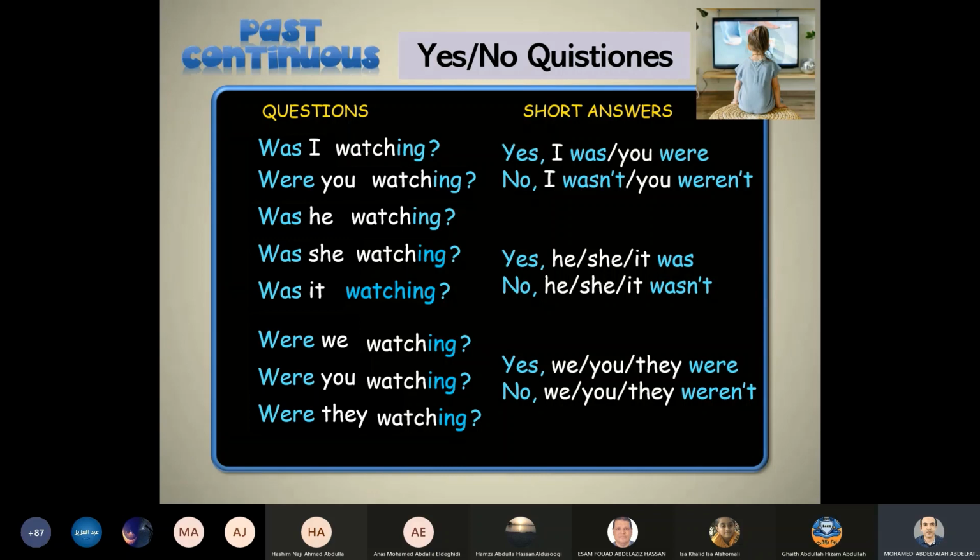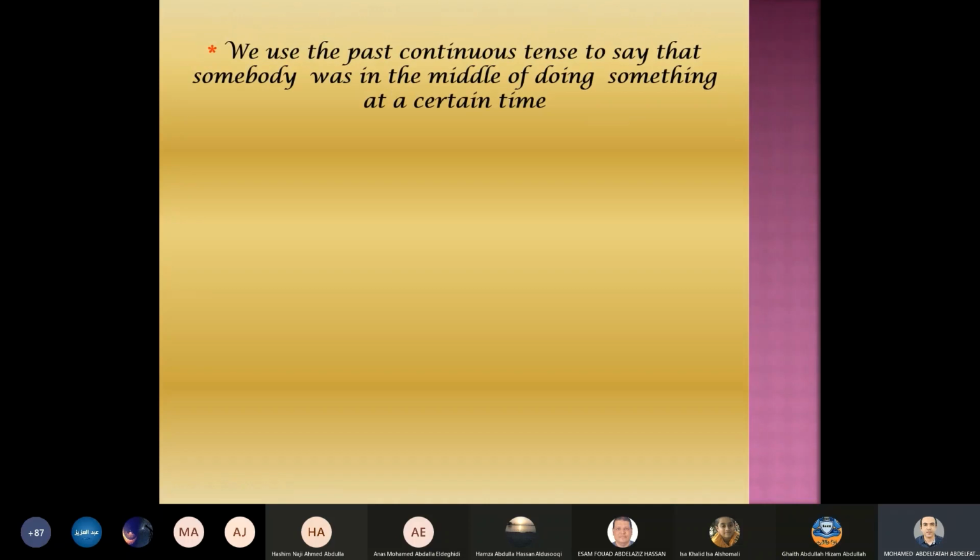Now, students, you know the form of the past continuous tense, which is was or were plus verb plus ing, and you know when you use the past continuous tense to describe an action that was happening in the past. You know how to make a negative form of the past continuous tense and how to make yes or no questions in the past continuous tense. Let's go now to learn more about the past continuous tense.